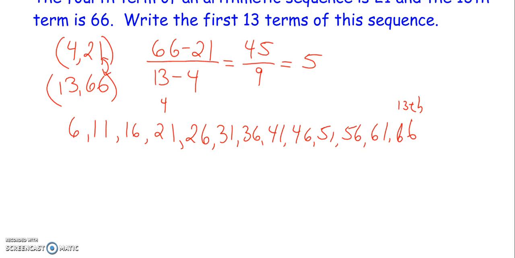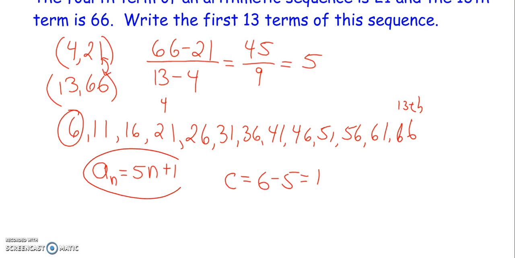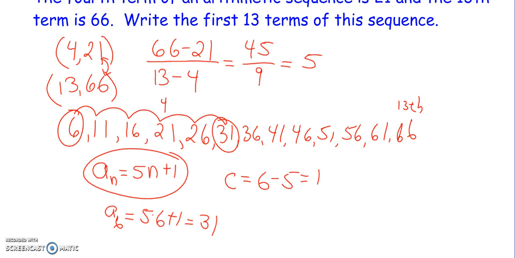It's worthwhile. I should be able to come up with a formula for this relatively easily because I already know that my common difference is 5, so that's the 5n, and because I know my first term, my C is equal to the first term minus the common difference, which is 1, so that's why I'm going to say plus 1. This formula would calculate any of them on here. If you don't believe me, let's just pick a random one, like A6. That's 5 times 6 plus 1. That would be 31. And 1, 2, 3, 4, 5, 6 terms in, 31. My formula checks out.